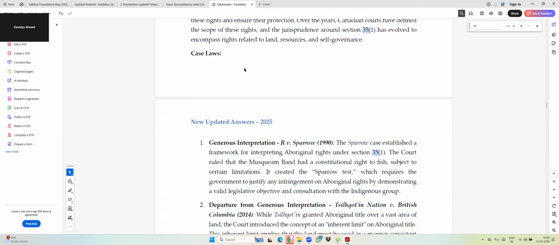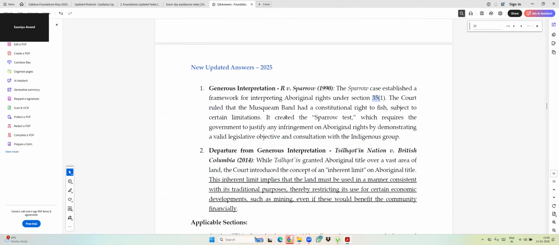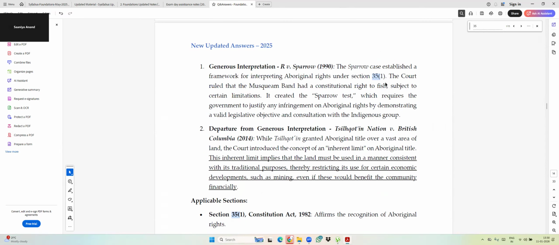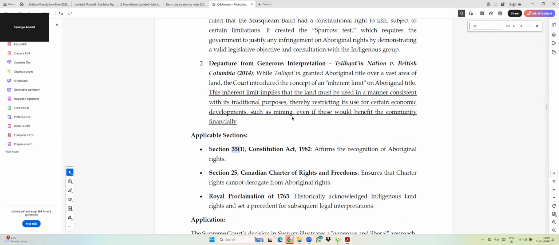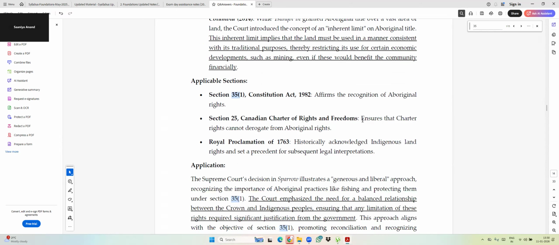Then we can see case laws. There was R versus Sparrow, because the question is about that, so we have put that ahead. Otherwise, you can mention other case laws, whichever is more resonating. If they're talking about title, then Delgamuukw, Haida Nation, then there was Van der Peet for Aboriginal rights, and the Marshall case for treaty. From constitutional law also, we can take some topics.